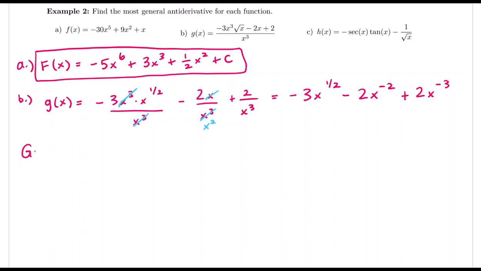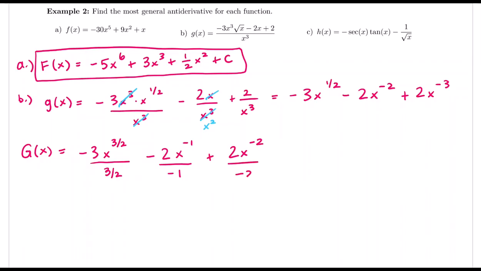So capital G of x is equal to, I have negative 3x. I'm going to increase the power by 1. That gives me 3/2. And then I need to divide by that new power, 3/2. We'll go ahead and simplify this in a little bit. Minus 2x, I'm going to add 1 to the exponent. That makes us, or leaves us with negative 1. Then divided by negative 1 plus 2x, negative 3 plus 1 is negative 2, and divide by negative 2.